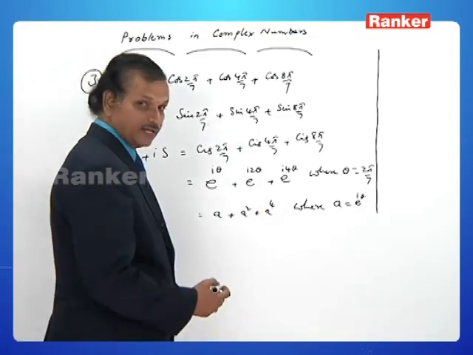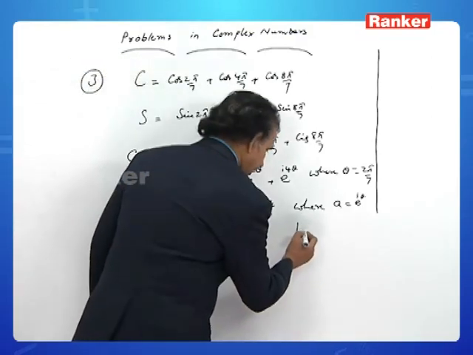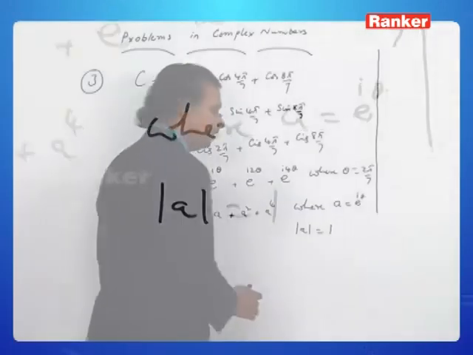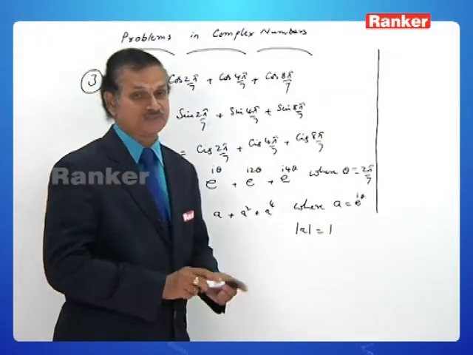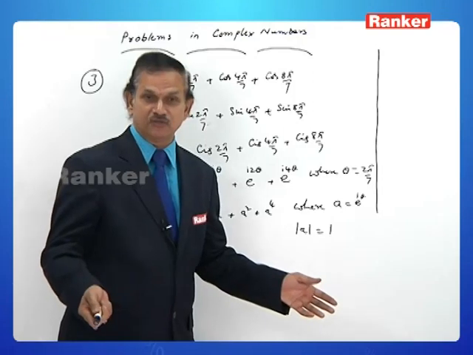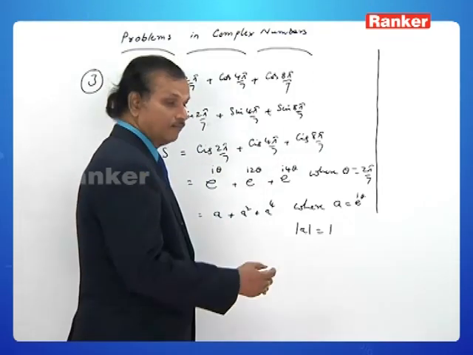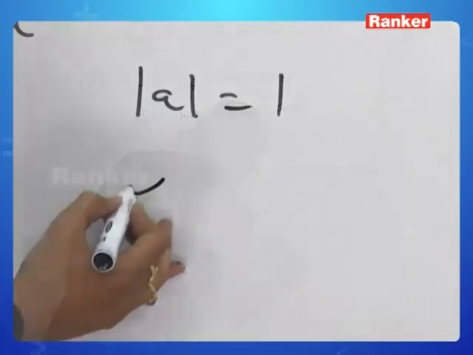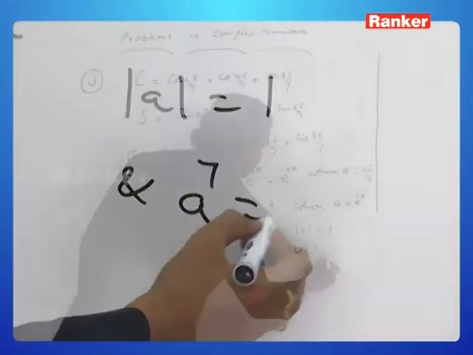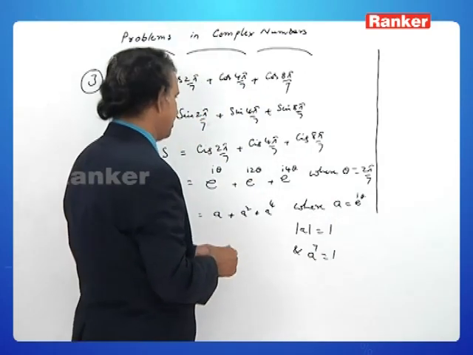You see, one more thing we can observe here: mod a is equal to simply 1. e power i theta is nothing but cos theta plus i sin theta. Its absolute value, its modulus is the square root of cos square theta plus sin square theta, so mod a is 1. Moreover, a power 7 is also 1. You can observe it very easily and carefully.